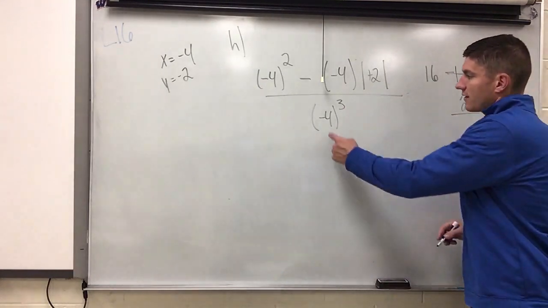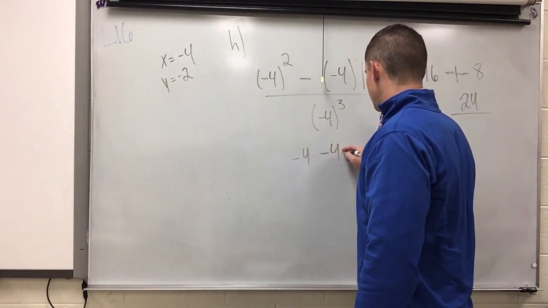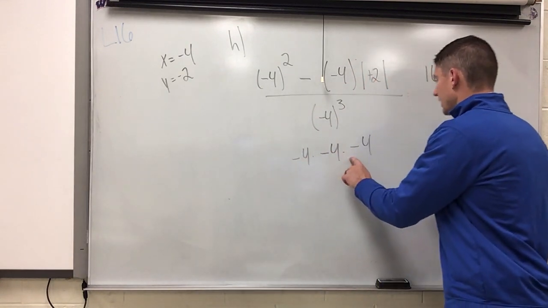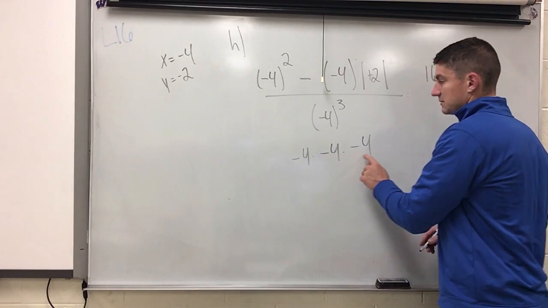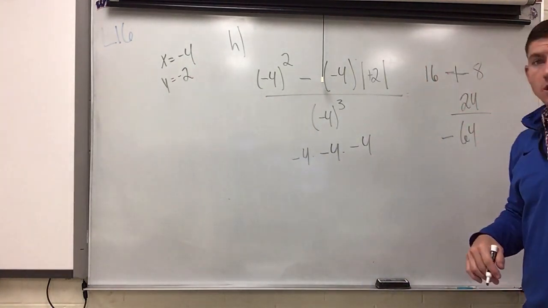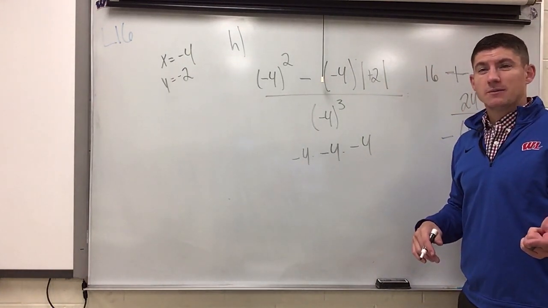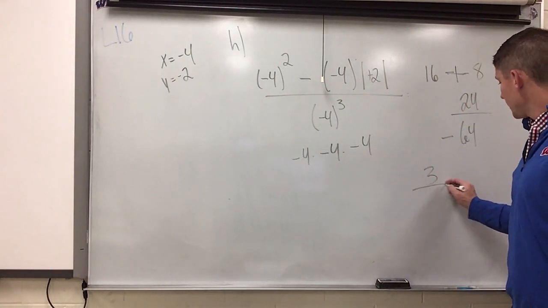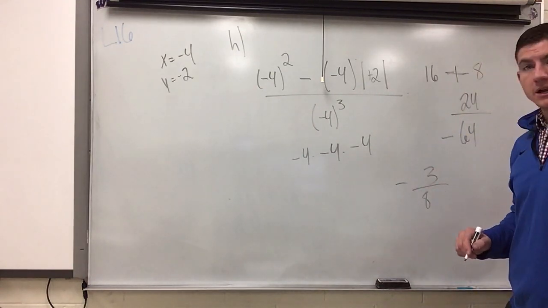In the denominator, I've got -4 to the third power, which means -4 times -4 times -4. I've got three negatives, so I know my answer is going to be negative overall. 4 times 4 is 16, times 4 is 64. Now, can I reduce this? Of course. 24 and 64 are both divisible by 8. 24 divided by 8 is going to give me 3. 64 divided by 8 is going to give me 8. And I have my negative answer.